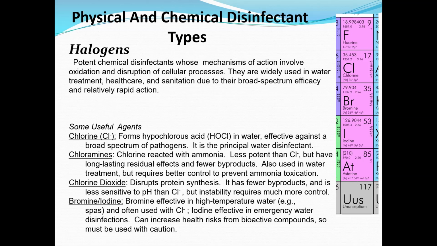Bromine and iodine are less commonly used halogens but offer specific advantages. Bromine, often combined with chlorine, is effective in high-temperature environments like spas and pools, with efficacy less affected by pH fluctuations. Iodine, used in medical antiseptics and emergency water disinfection, is effective against a wide range of pathogens. Both can form bioactive compounds, necessitating management to mitigate health risks from long-term exposure.